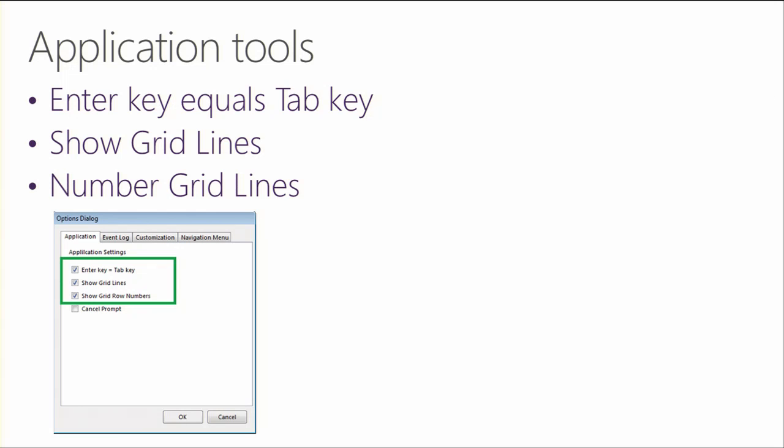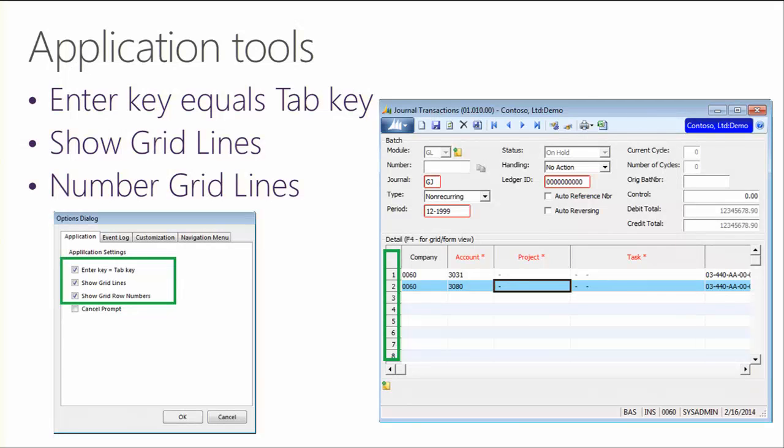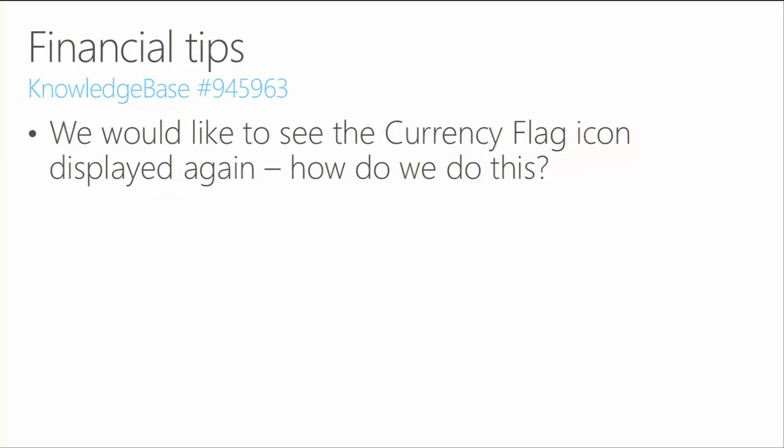So here's an example without grid lines and numbers. And once I've checked that box, that's where you'll see those numbers. If you use currency, in older versions of SL, we showed the currency flag in the screen, when you could set up a currency flag in currency maintenance. With the newer versions, we can still show the currency flag. It's just a different way.